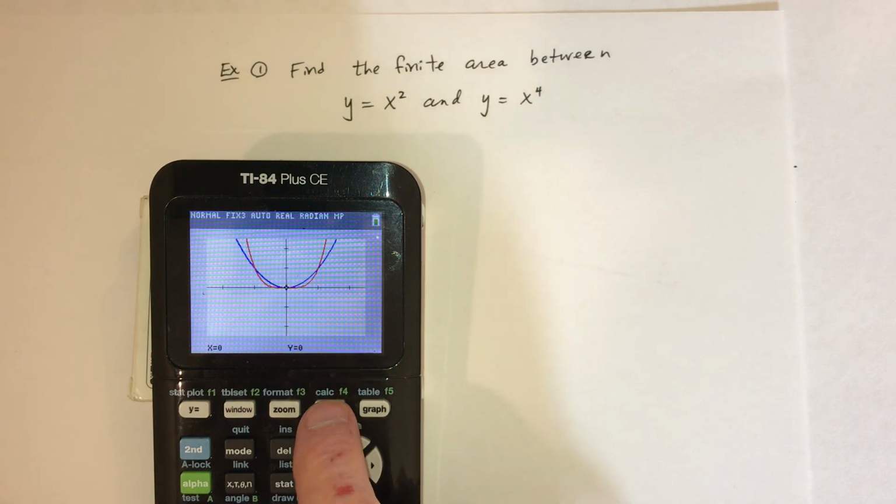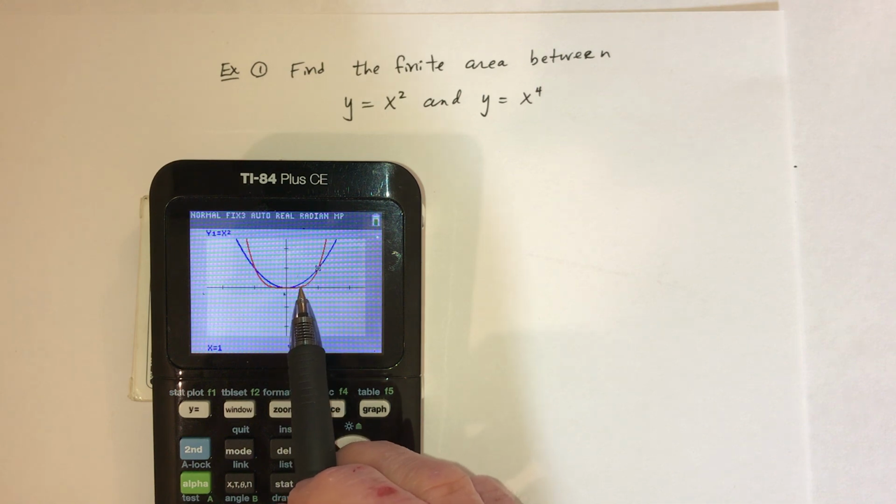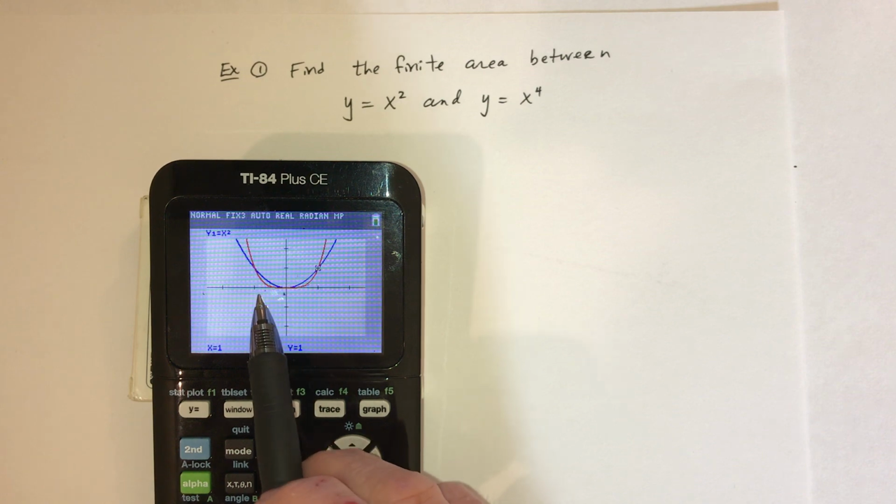They actually intersect at 1. If you trace and put 1, you can see they intersect there. They also intersect at 0. Because the graph is symmetric, what I could do is just find this little moon-shaped area and then double the answer, and it'll give me the total.